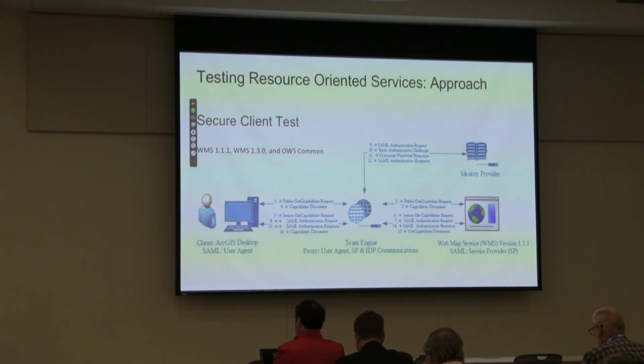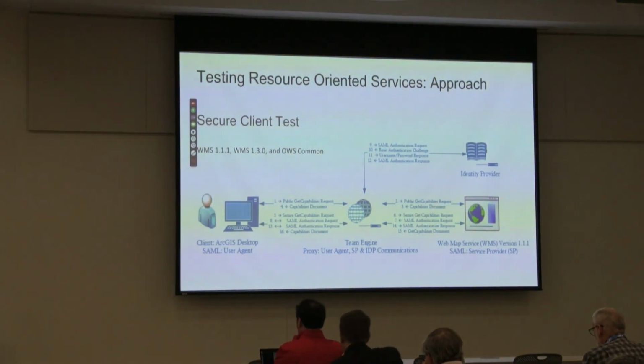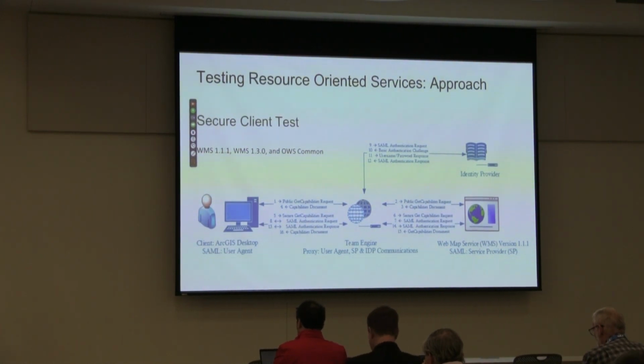So a client was developed based on ArcGIS, and we also developed a test client that is able to support secure services that come from WMS 1.1.1, WMS 1.3.0, and OWS Common. Why? Because they provide different GetCapabilities approaches. The security standard provides different ways to tag the GetCapabilities, telling what is the secure protocol that is supported by the server.